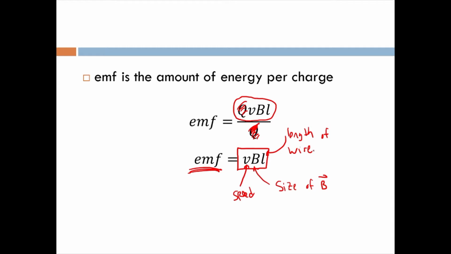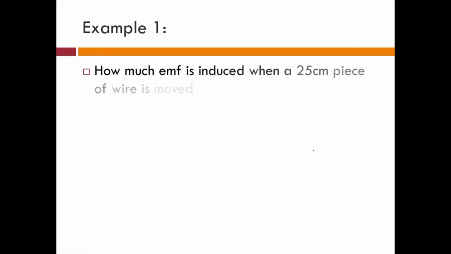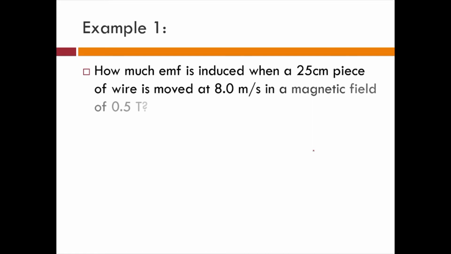Alright, let's go through some examples of how to work with this equation, or this concept. So example 1: how much EMF is induced when you have a 25 centimeter piece of wire moved at 8 meters per second in the presence of a magnetic field of 0.5 Tesla? Well, according to our simplifications and substitutions, EMF is V times B times L.